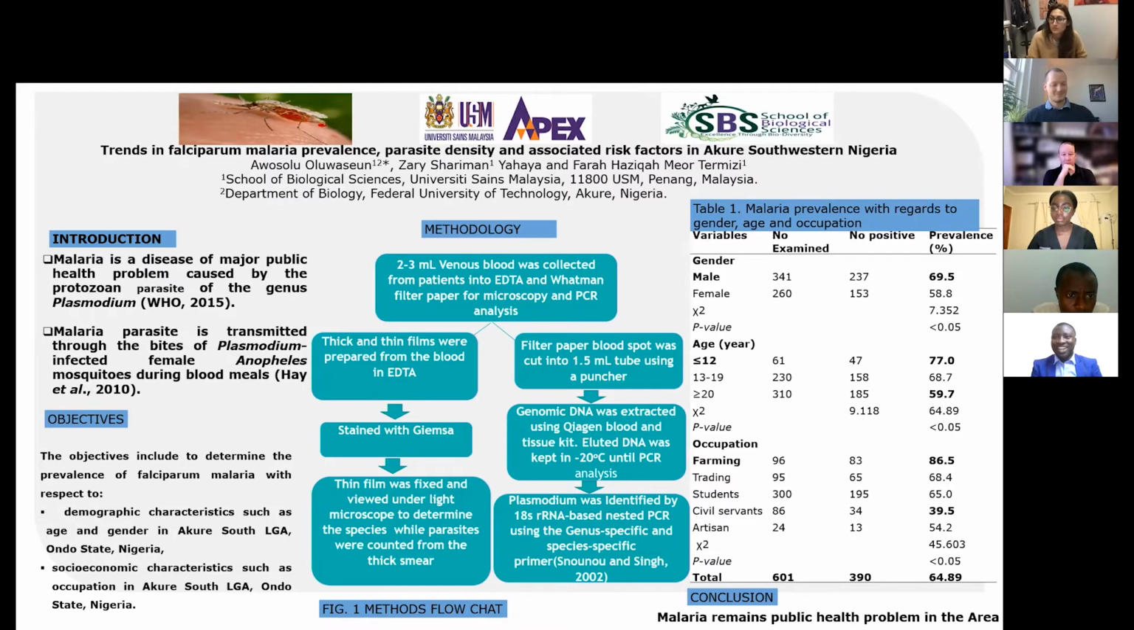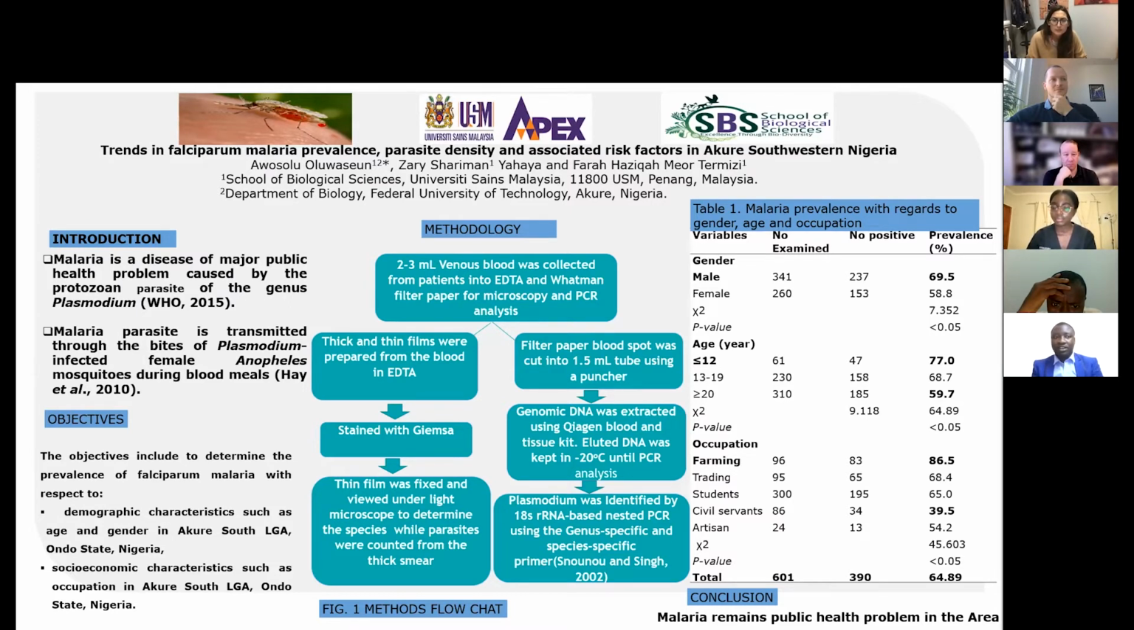Thank you very much, Andrew. I'll be speaking on trends in falciparum malaria prevalence, parasite density, and risk factors in Akure South local government area of Ondo State. Malaria is a disease of major public health problem, particularly in Africa. It's caused by parasite of the genus Plasmodium. Malaria is transmitted by Plasmodium infected Anopheles mosquito during blood meal.